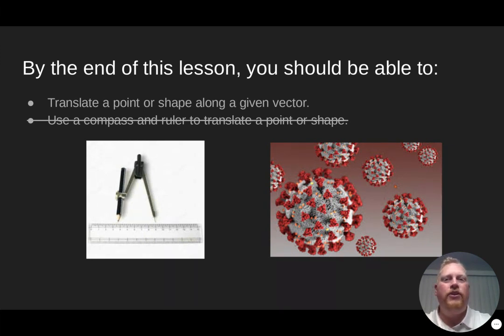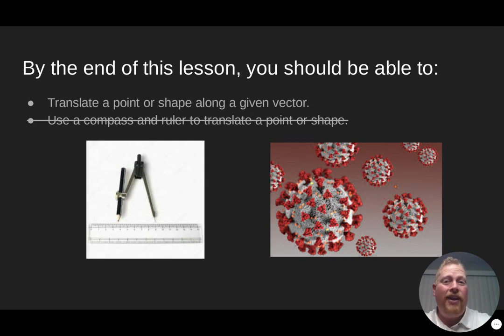So everything that you see in your notes about actually drawing with a compass and measuring out how to move these shapes, we are not going to be doing that. Instead, we're going to stick to just strictly how to do it on a coordinate plane, how to use it with coordinates. All right. So first thing I want to talk about says translate a point or a shape along a given vector.